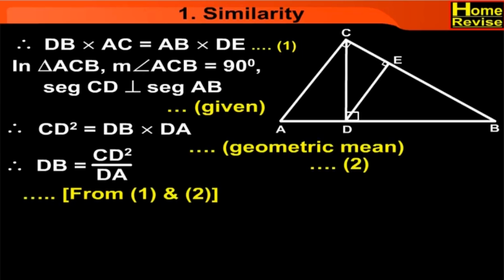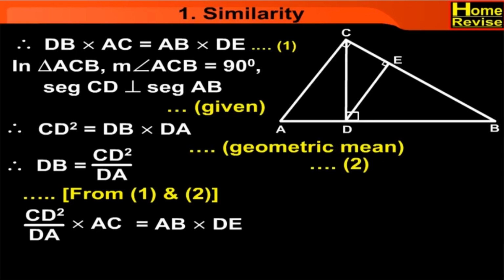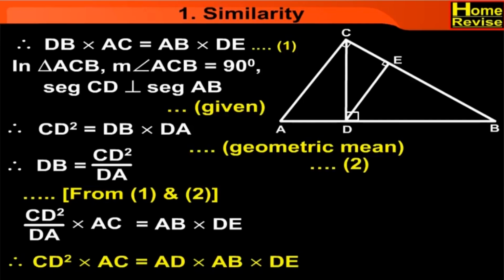Now, from equation 1 and 2, we have CD square upon DA into AC is equal to AB into DE. Therefore, CD square into AC is equal to AD into AB into DE. Hence proved.